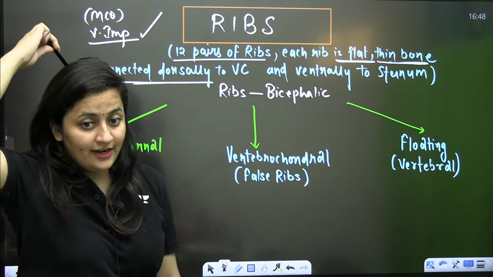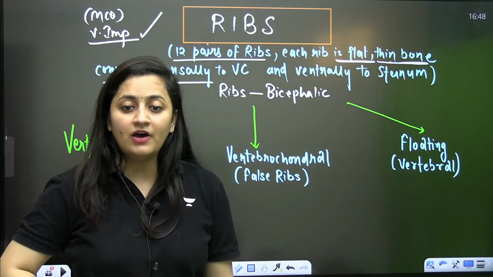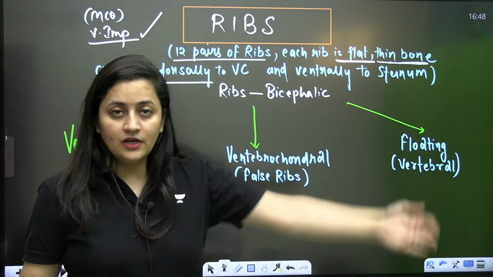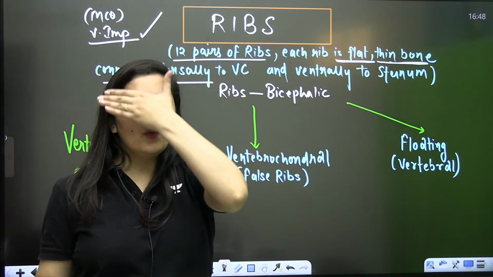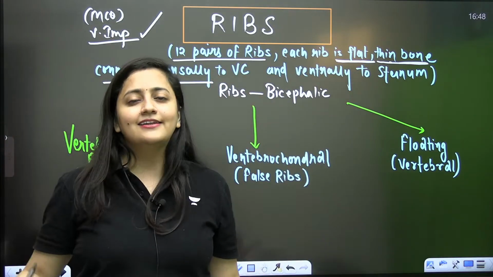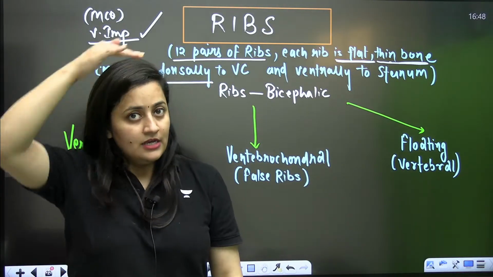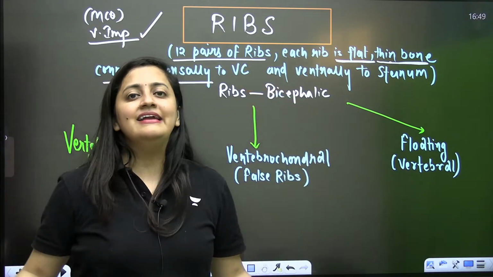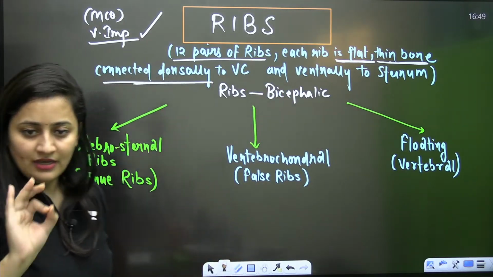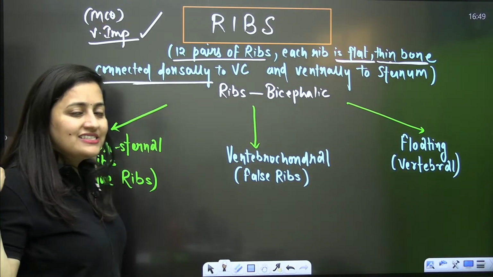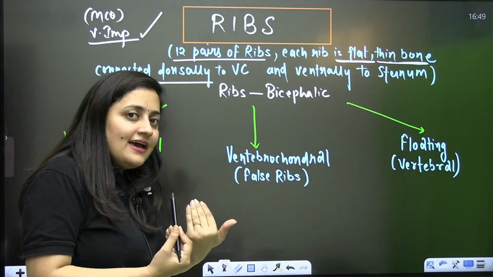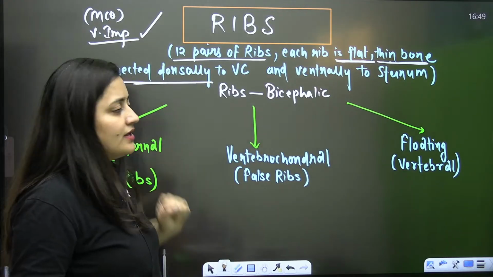This is the dorsal side of our body. This is the ventral side of our body. This is the lateral side of our body. I am repeating this again: the dorsal side, the ventral side, the lateral side of the body. Clear? So, dorsally, these ribs are attached to the vertebral column. Ventrally, they are attached to the sternum. That's what I'm writing here.